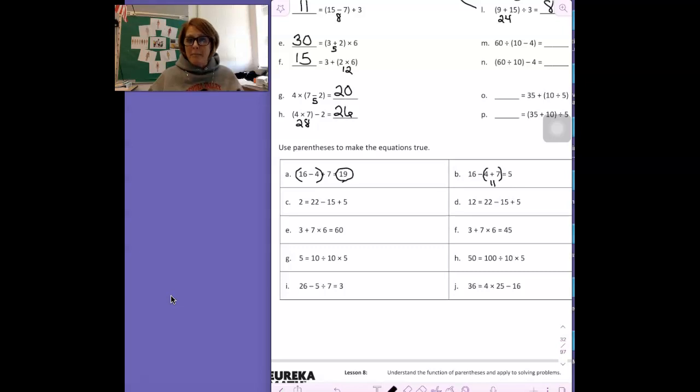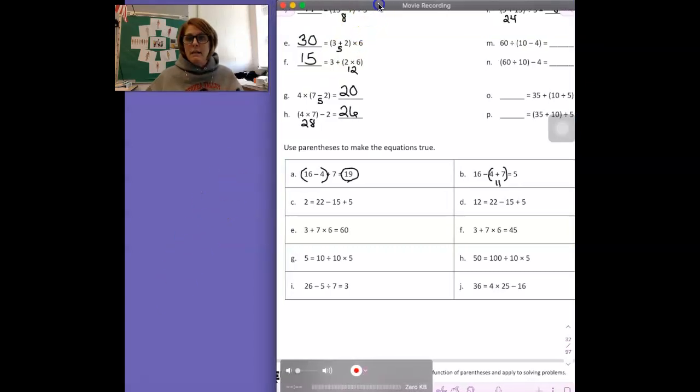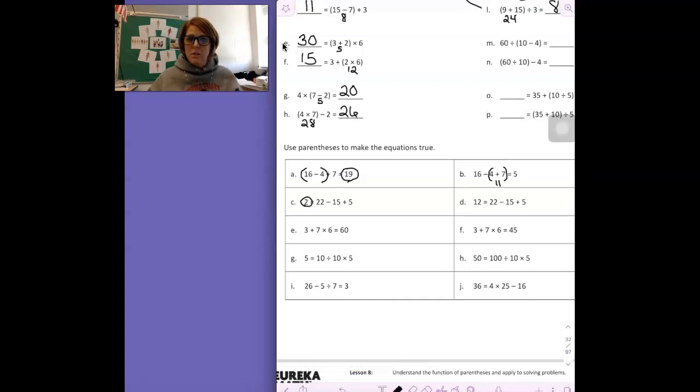Let's look at letter C. On letter C, they gave us the answer first. Don't let that throw you off. We're still doing the same thing. So let me try putting parentheses around 22 minus 15. 22 minus 15 is 7. 7 plus 5 equals 12. That is not the answer that they want us to have, is it? So let's try parentheses around 15 plus 5, which is 20. 22 minus 20 equals 2. So over here, I already know that this is 7 plus 5, which equals 12.